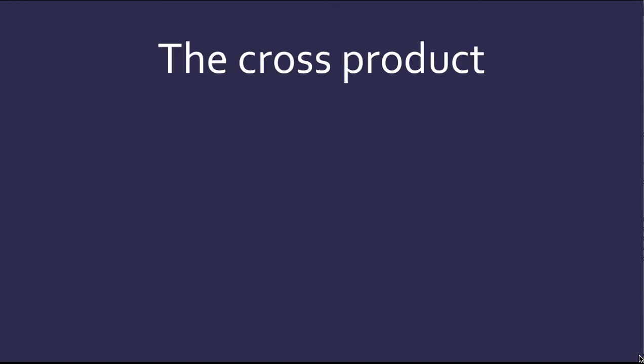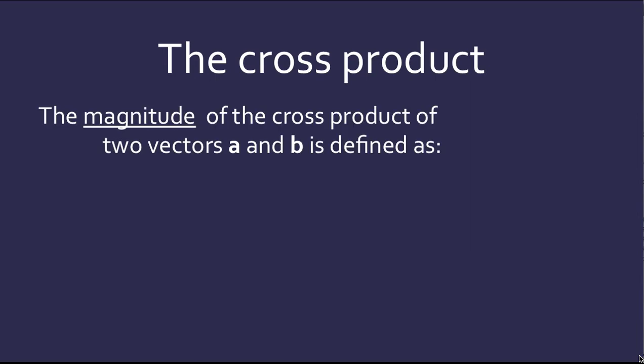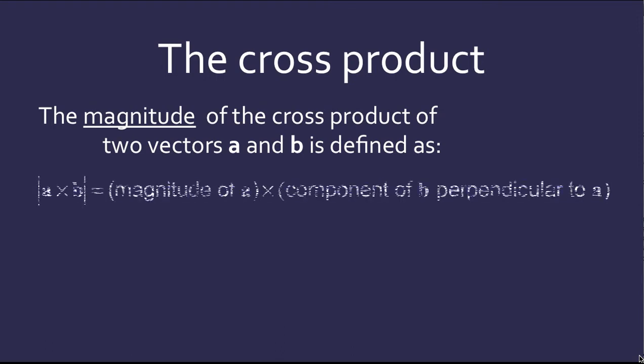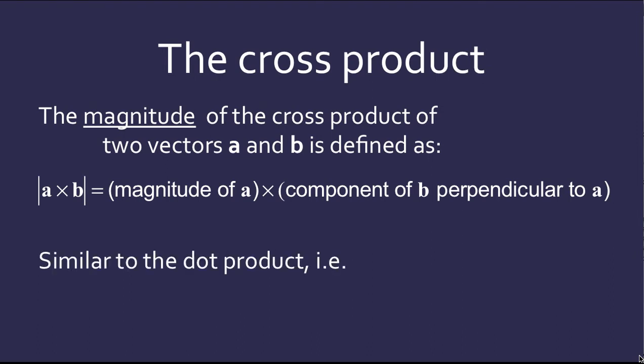We now move on to the cross product. We'll start off by defining the magnitude of the product. The magnitude of the cross product of two vectors A and B is defined as the magnitude of A multiplied by the component of B perpendicular to vector A. This is very similar to the definition of the dot product we explored earlier, with the substitution of the word parallel in the dot product with the word perpendicular in the cross product.